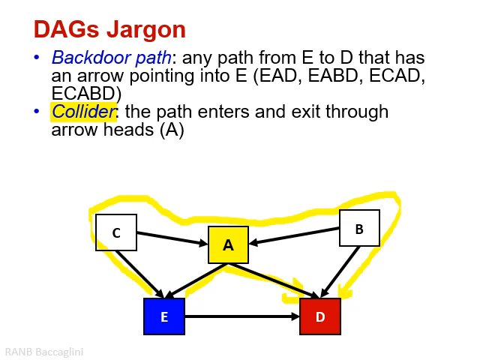The blocked path is the path that has the collider in it. In this example, the path ECABD is blocked. A path that does not contain a collider is not blocked. In the figure, paths EAD and EABD are unblocked paths.